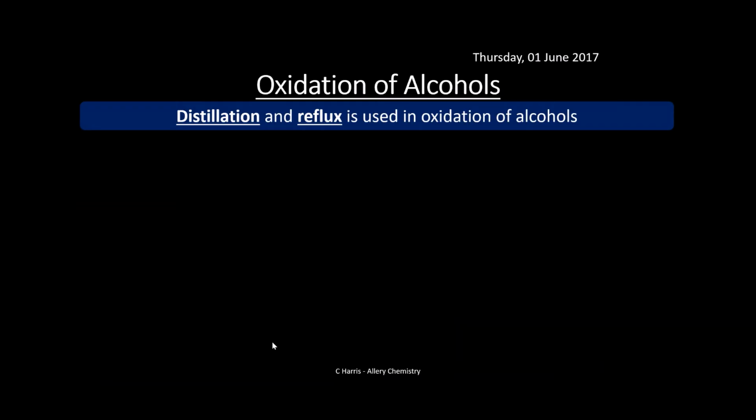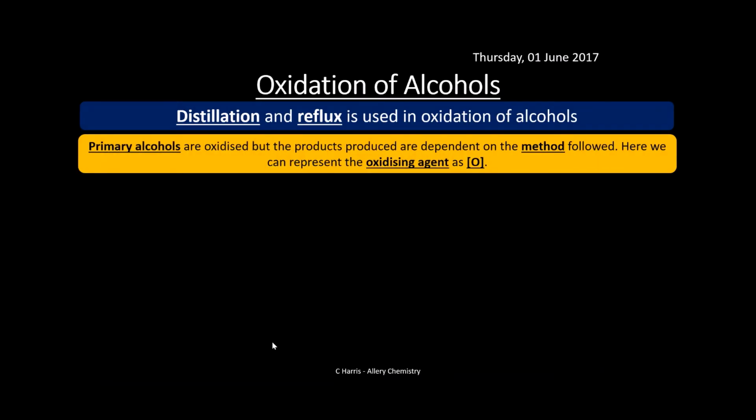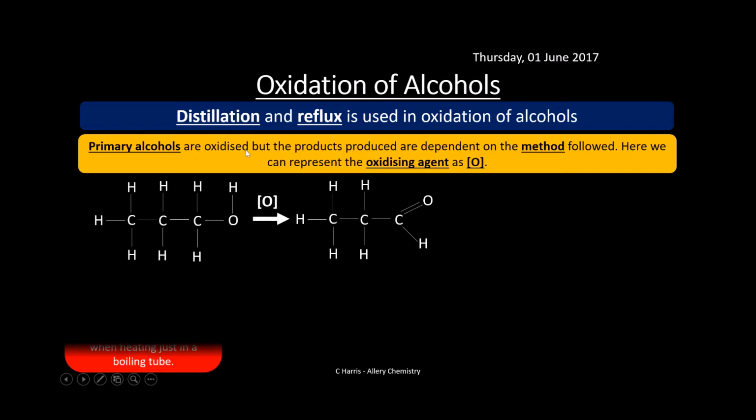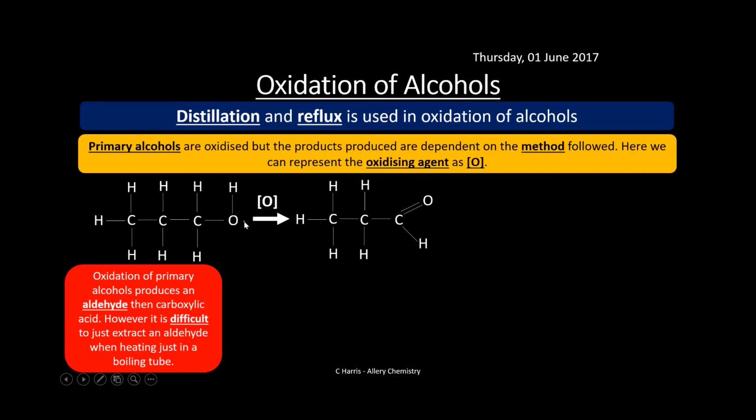Okay, so we can use distillation and reflux in this oxidation process. So let's stick with primary alcohols first. If we oxidize these, the products produced are dependent on the method that we follow. Okay, and we're going to represent the oxidizing agent as O in a square bracket. You'll see that quite often. So this is a primary alcohol, this one here. We use an oxidizing agent and we form an aldehyde. Then it can go to a carboxylic acid if we're not careful. But it is really difficult to just extract this aldehyde when we're heating it in just a boiling tube, for example, so we need some specialist equipment.